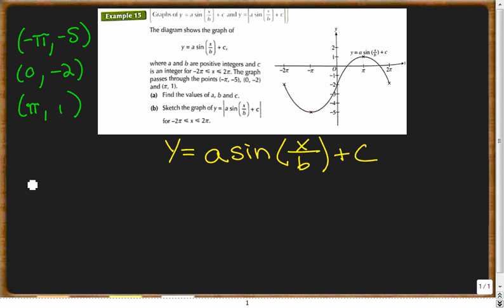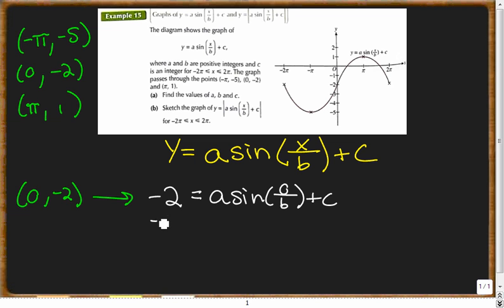So that's the first piece of info. Because we have the point 0, negative 2, we know that negative 2 is going to equal a times the sine of 0 over b plus c. Well, as I said before, the sine of 0 is 0. This zeroes the whole thing out. So we know that c is going to equal negative 2 just from that alone. So that's helpful information for us.